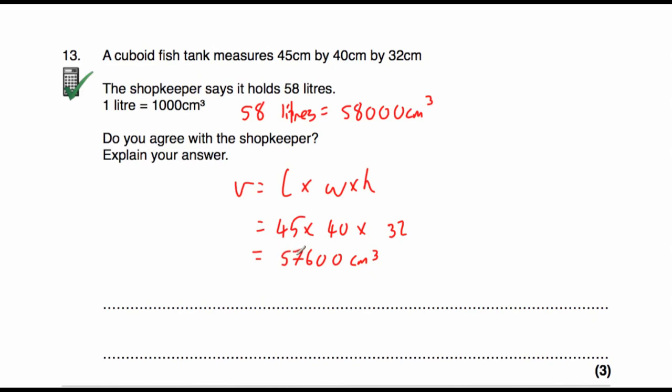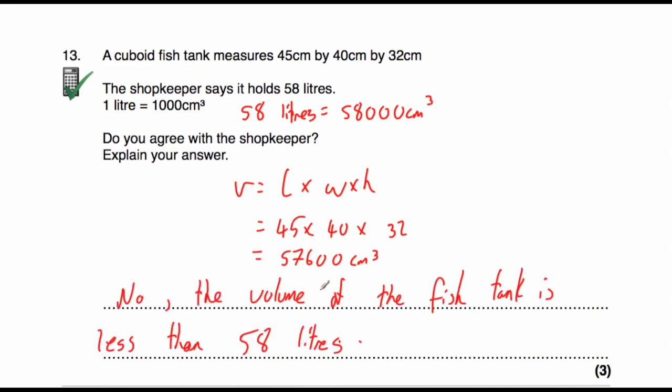It's 57,600, which would be 57.6 litres, so it's a bit lower. And that's it. So I've said no, the volume of the fish tank is less than 58 litres. I don't agree with the shopkeeper because it's slightly under.